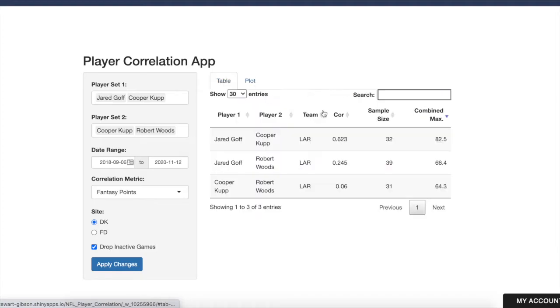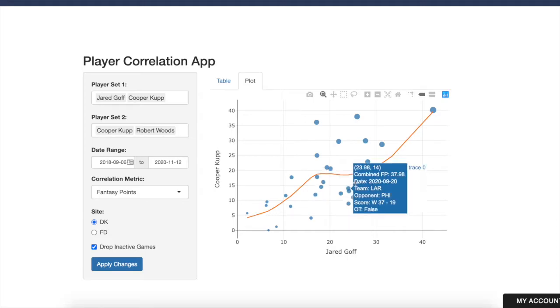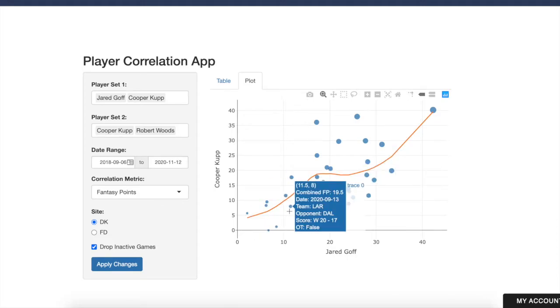But really, the metric that we pay most attention to is this correlation metric. It's like an R value, and really what this correlation is measuring is how steep is this line, this orange fit line that goes through these data points, and how tight is it?